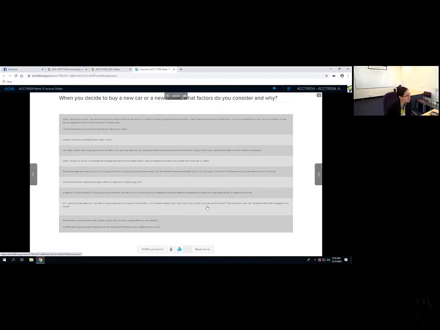How much will the insurance cost for the car? The fuel economy? Will I be able to afford the mortgage on the house? Very good. Some factors to consider are model, location, the size of the loan from the bank, the energy efficiency and reliability. All these factors are considered because we want the product that best suits our needs and that will last. Very good. So all of those responses, oh, here's another one.